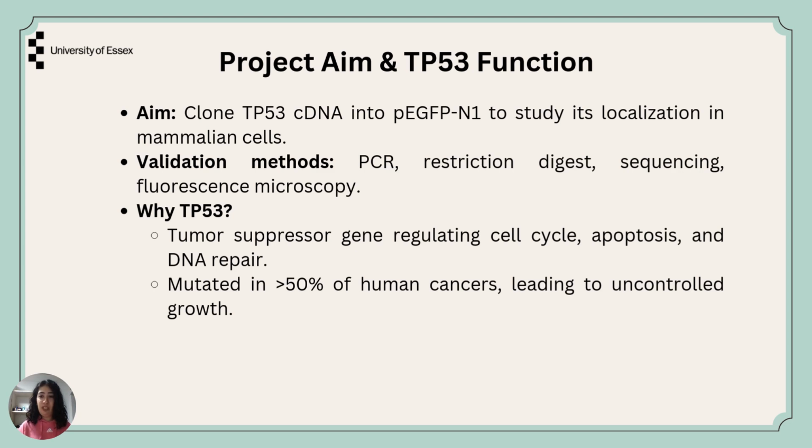Why TP53? I chose this because TP53 is a crucial tumor suppressor gene that regulates cell cycle progression, apoptosis, and DNA repair. Mutations in TP53 occur in more than 50% of human cancers, leading to uncontrolled cell proliferation. Understanding its localization and expression patterns can provide insights into its function in disease contexts.